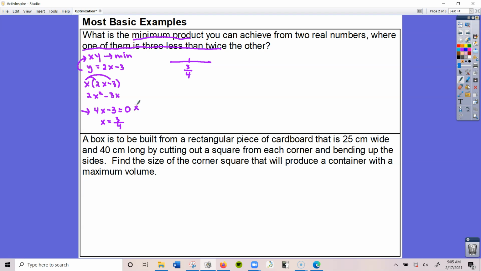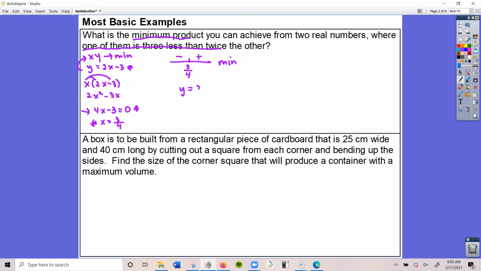So this is my derivative. If I plug in 0, 0 minus 3 is a negative number. And if I plug in 1, 4 minus 3 is positive. So this is indeed a minimum. So we have what x is equal to, but I need to know what y is so I can get the minimum product. But luckily, I have this equation here for y. So we just plug in the 3 over 4 to solve for y.